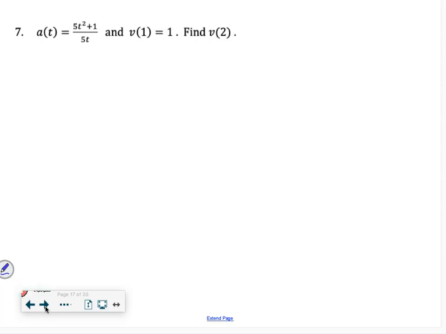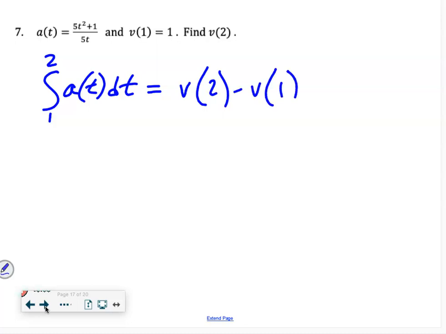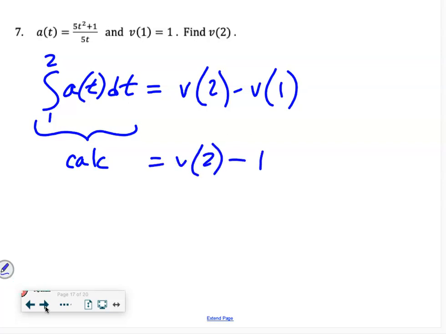Now there are 2 ways to think of this. I'm going to write it first just the definite integral way. So we're going 1 to 2. The definite integral of A of t. What's the antiderivative of acceleration? Velocity. So this is v of 2 minus v of 1. Just the definition of a definite integral, right? So then this guy, just put this in your calculator, right? V of 2 is what we're trying to find. V of 1 is 1, right? And then whatever you get here, you just add 1.